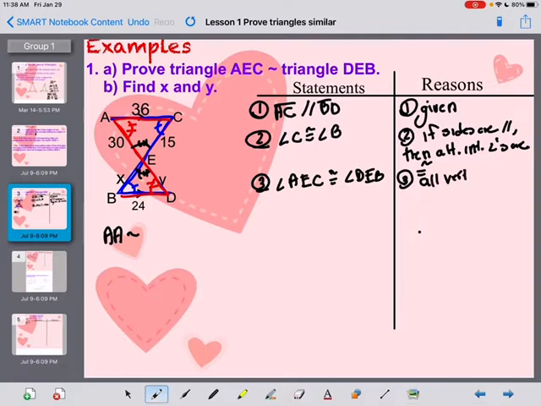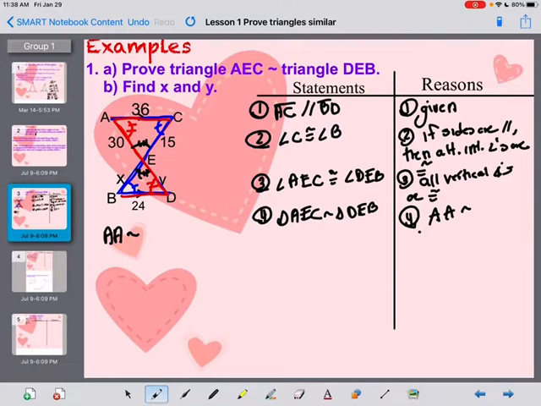All vertical angles are congruent. And now I have my two sets of angles, so I can say triangle AEC is similar to triangle DEB. Angle-angle similarity. Done. Proof is done. Once you get those two pairs of angles, you are done. Like I said, angle-angle is really the most common method.